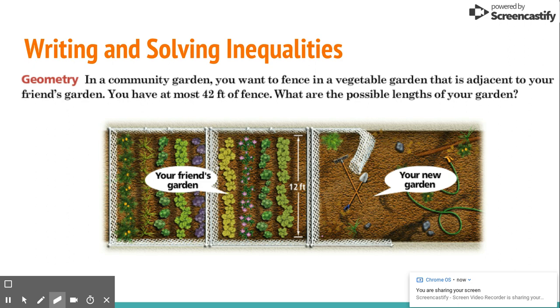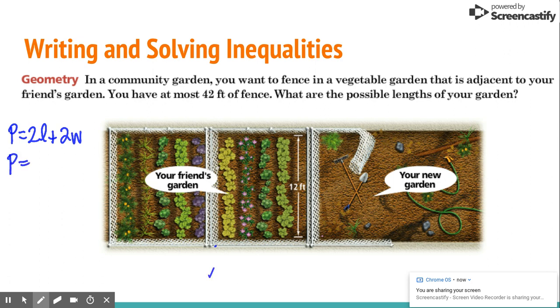Writing and solving inequalities. In a community garden, you want to fence in a vegetable garden that is adjacent to your friend's garden. You have at most 42 feet of fence. What are the possible lengths of your garden? So if we think about rectangles in the area, finding the perimeter of a garden or of a rectangle, in this case it's garden, the perimeter would be 2 times the length plus 2 times the width. Well, we know that the width is 12. So our garden's perimeter is going to be 2 times the length plus 2 times 12.